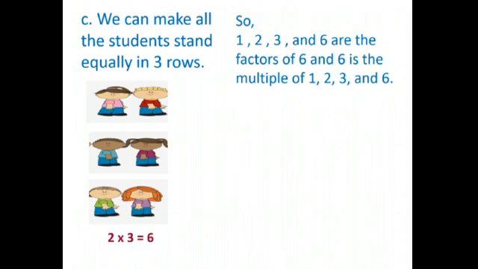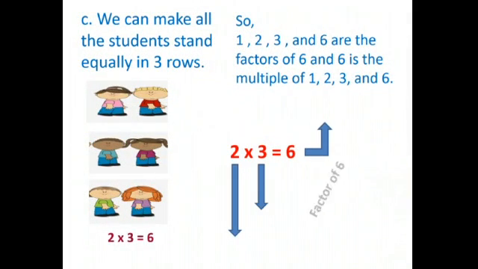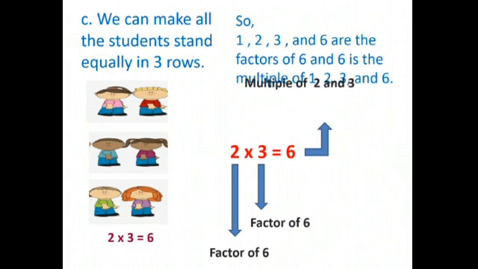So 1, 2, 3 and 6 are the factors of 6 here, and 6 is the multiple of 1, 2, 3 and 6. See here, 2 and 3 are factors of 6 and this 6 is a multiple of 2 and 3.